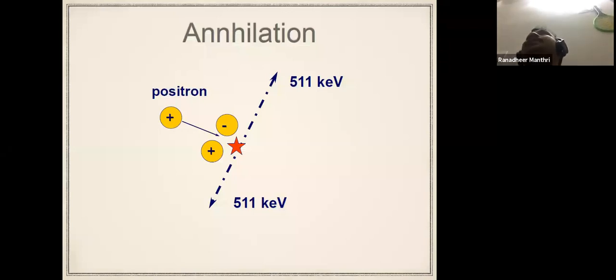Annihilation. I already said the positive electron cannot be allowed to survive in regular matter. So it combines with an equally charged electron and annihilates to form two 511 keV photons, which travel in opposite directions, and these are detected by a camera. That camera used to detect this is called positron emission tomography. Tomo means three-dimensional.